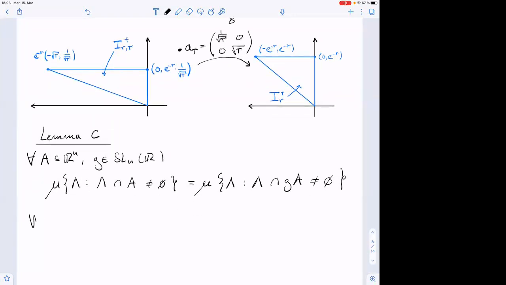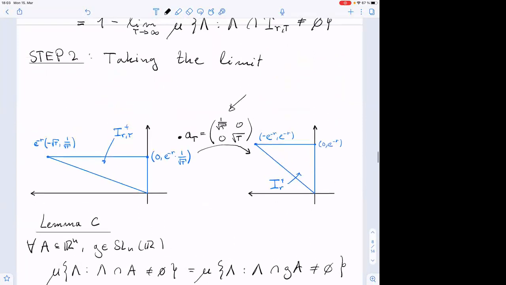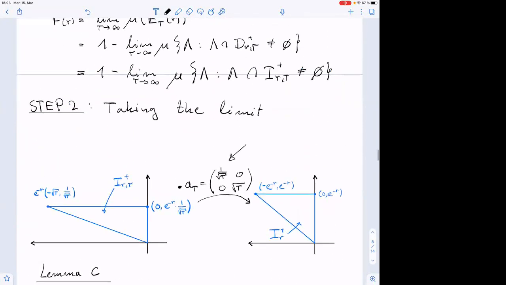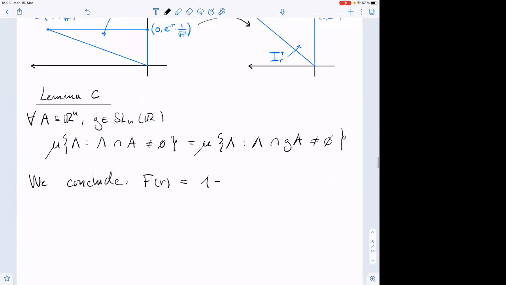So we can conclude now that our f of r is 1 minus, and then we can see up here we had our previous conclusion. So here, this one we can replace by I_r plus, and this limit we can remove because now the capital T is gone. So we have 1 minus the measure of the set of lattices that intersect I_r plus non-empty.